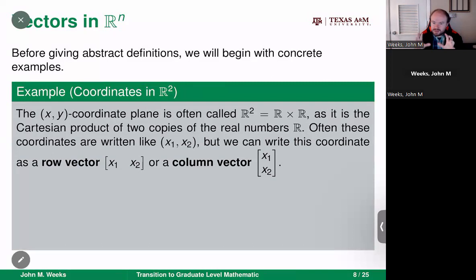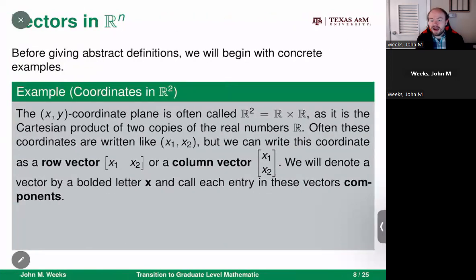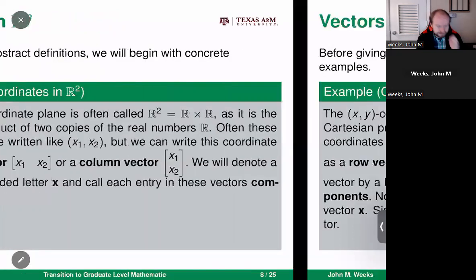So these are vectors that capture the essence of coordinates, and whether we use row or column vector depends on the context. We will denote a vector by a bolded letter x, so x equals one of these either row or column vectors, and we'll call each entry in these vectors components, like we might refer to the x1 component or the x2 component, the first or second component. In the case of the xy plane, the x component or the y component instead.